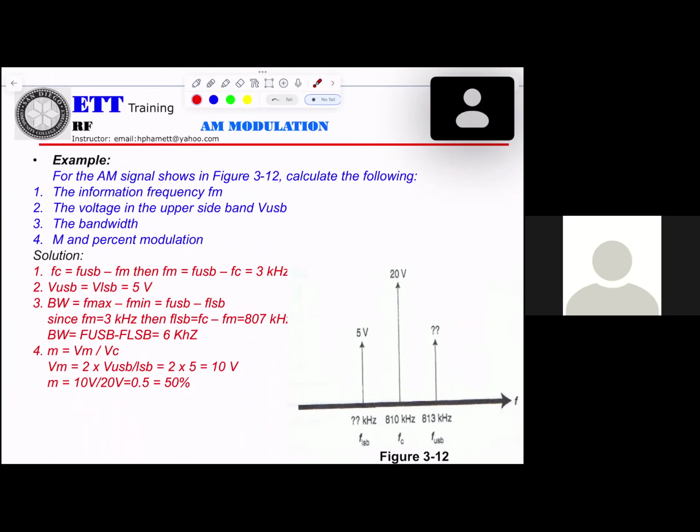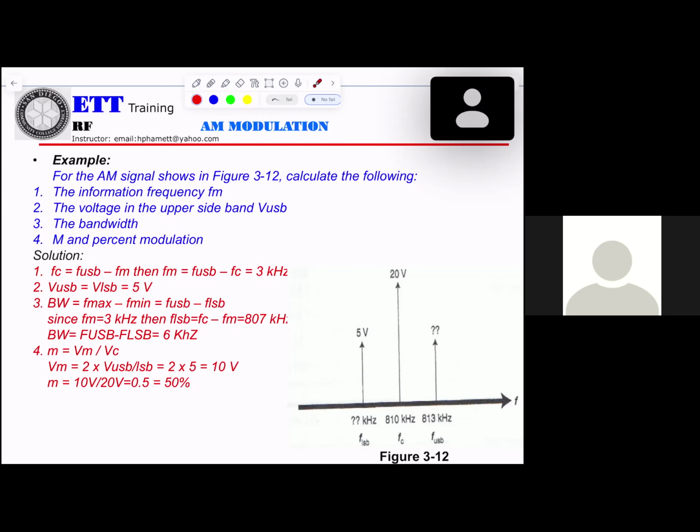Okay, so this is the last part for today. They say for AM signal, calculate the following. Information frequency FM, F carrier. FM equals F upper sideband minus F carrier. That will be 3 kilohertz.